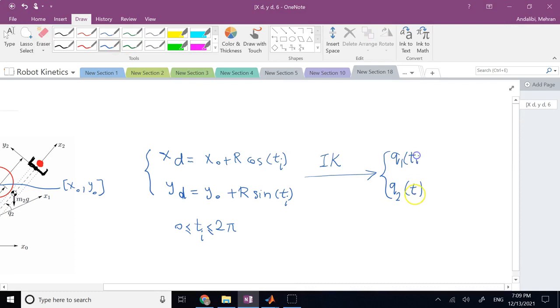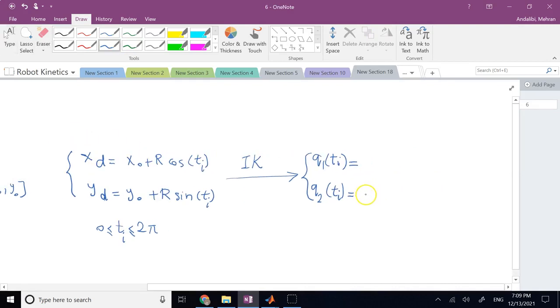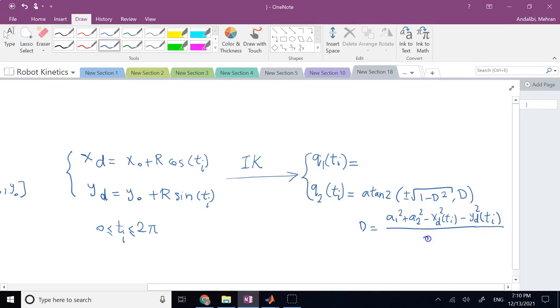So if you remember from our previous lectures on inverse kinematics of this robot, what do we have? Q2, if you remember, was arctangent 2 of d and plus or minus square root of 1 minus d squared, where d was a ratio involving x of the end effector and y of the end effector, in this case x desired and y desired, and they are all with a minus sign. a1 and a2 are positive, so it is going to be a1 squared plus a2 squared minus x desired at ti, the whole thing squared, minus y desired at ti, the whole thing squared, divided by 2 a1 a2. And there are two solutions, elbow up and elbow down.